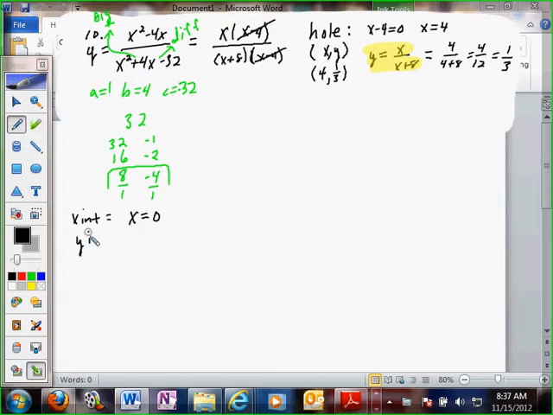My y-intercept, I want to plug in a 0 for x and solve for y. So I have y equals 0 over 0 plus 8, which gives me 0 over 8, which is 0. So my y-intercept is also 0. What does that tell me? That tells me my function is going to go right through the origin at 0, 0. Okay. Step 5, I want to find my vertical asymptote.